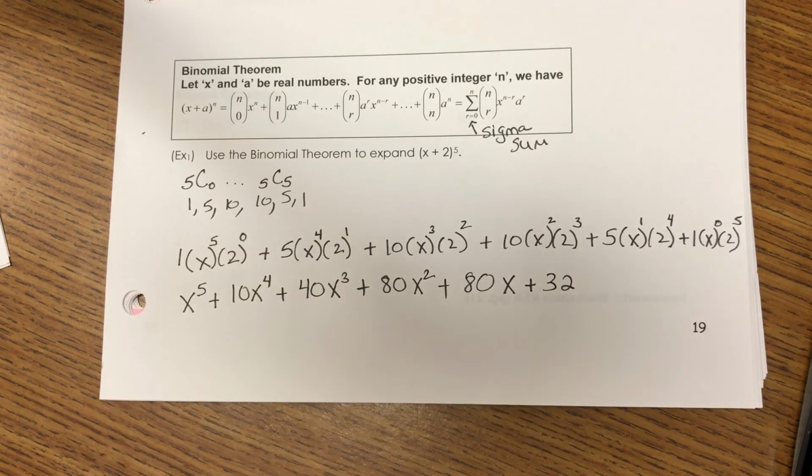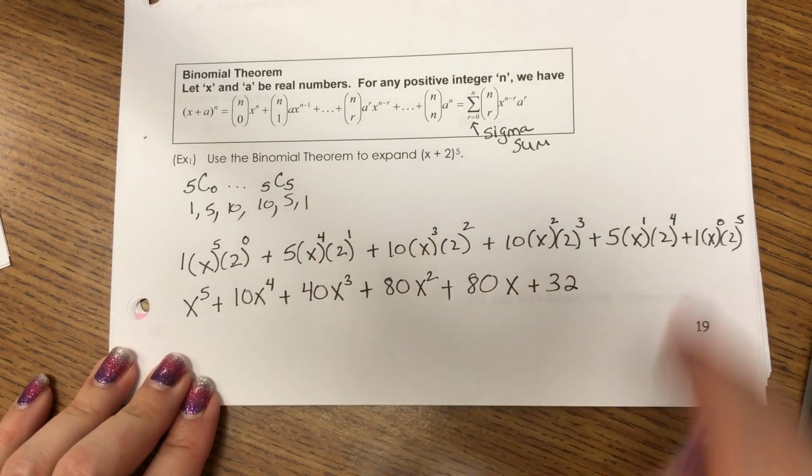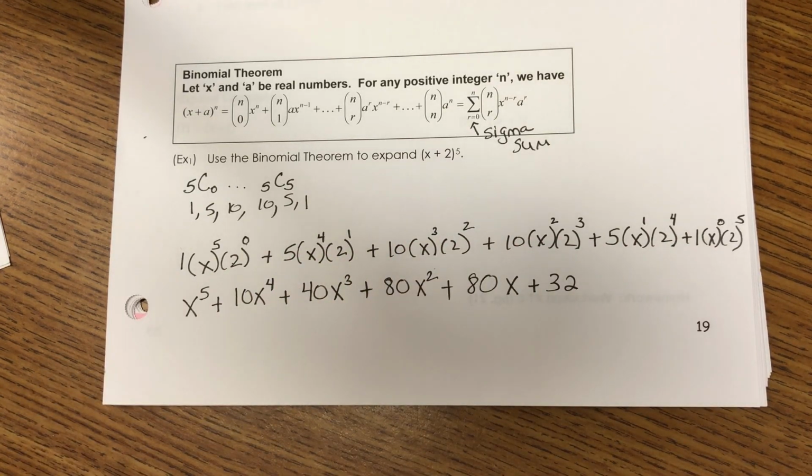x to the 0 is 1. 1, 2, 3, 4, 5, 6. And we got 6 terms. Okay, they're all there. We simplified our polynomial.